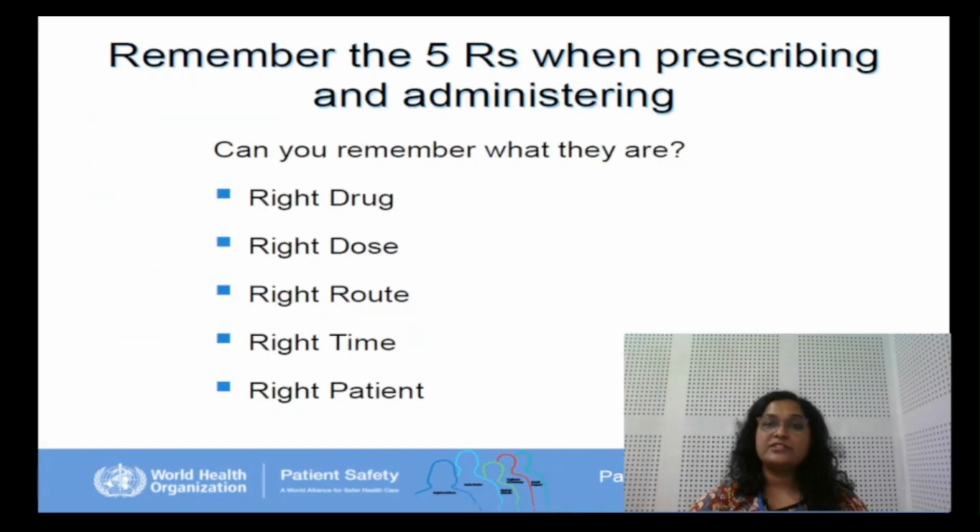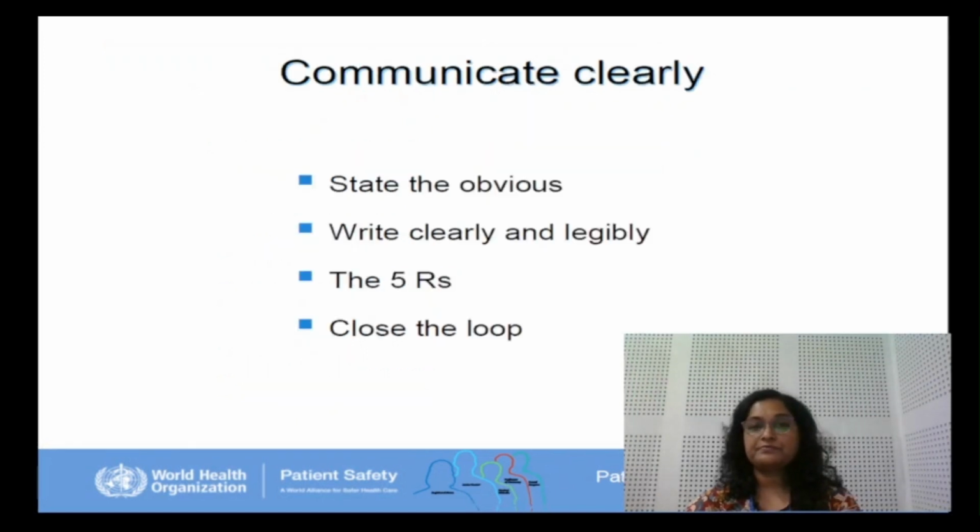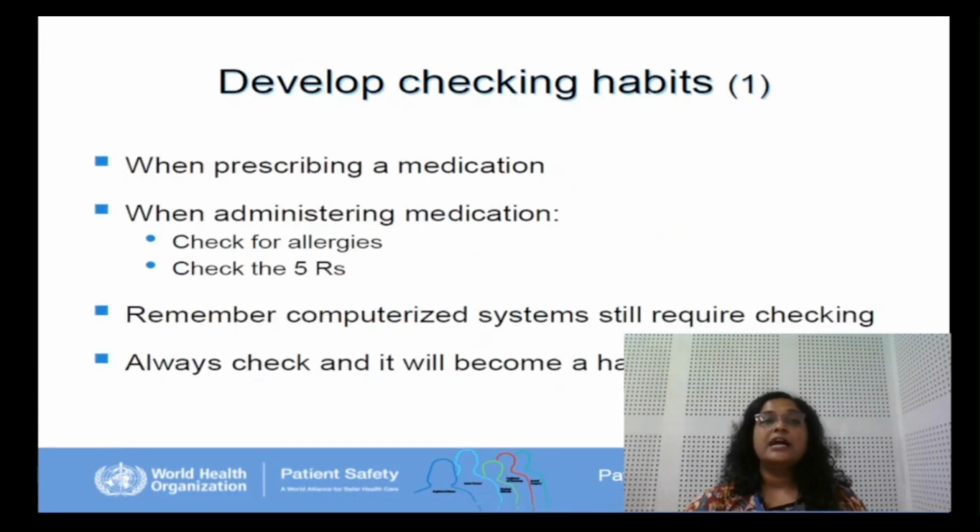The 5 R's of prescribing and administering: the right drug in the right dose by the right route at the right time to the right patient. Clear communication has been emphasized enough and repeatedly. Remember to close the communication loops using check back or read back method that we have discussed previously, and write legibly. Develop a habit of checking and verifying at every stage of medication use, even if you are using electronically generated prescriptions.